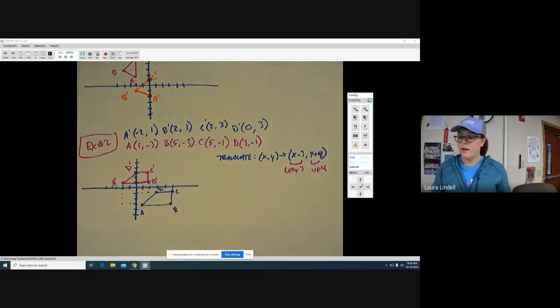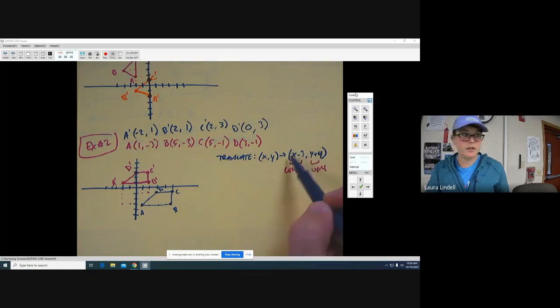You could do this instruction to your x coordinate, so -3. Do this instruction to your y coordinate, +4. And find all of your coordinates instead of counting spaces. So if that works better for you in your mind, then do it that way. If counting the spaces seems easier to you, then do it the counting spaces way. Whichever way you like best.